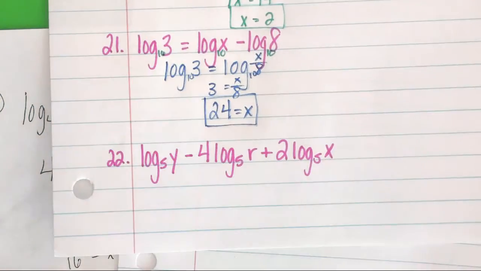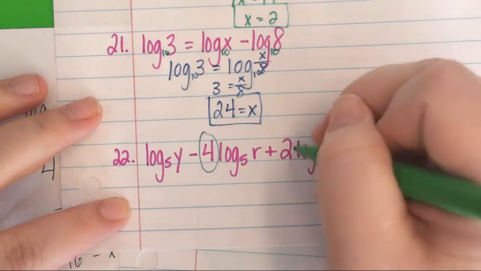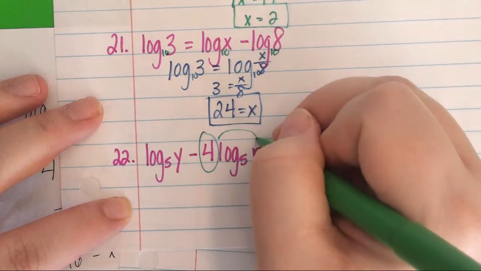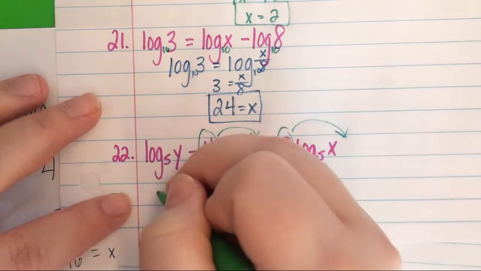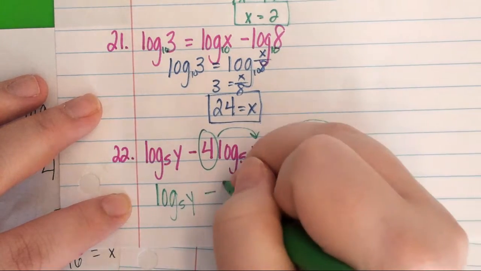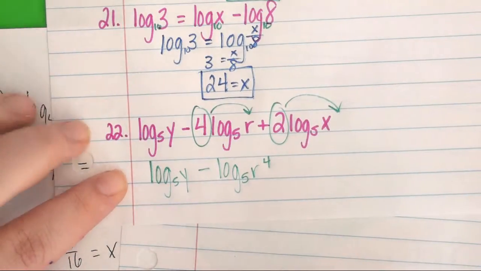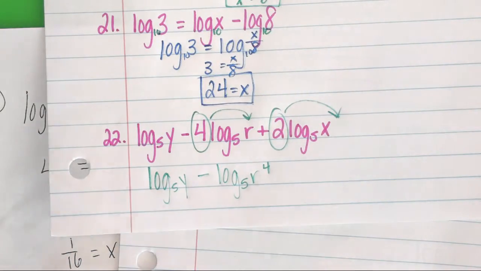Okay, 22 is the hardest because it involves a lot of rules of logarithms. So first of all, if there is a number out front, like there is here, you need to rewrite them as the little exponents. So I'm going to do log 5 y. I'm not going to mess with him. But I'm going to write this one as log 5 r to the 4th. And I need to not use this pen anymore.